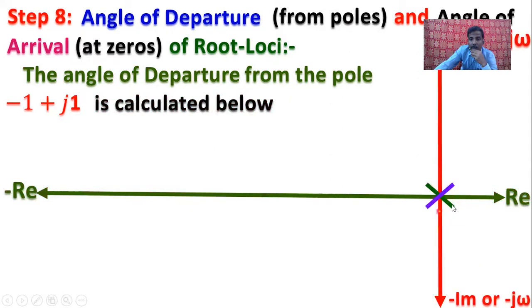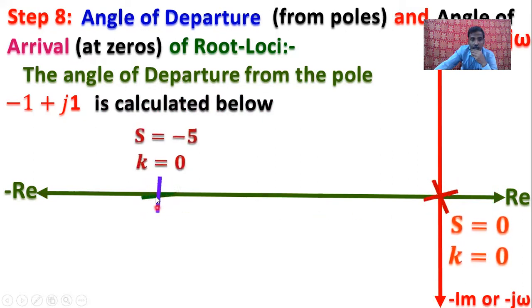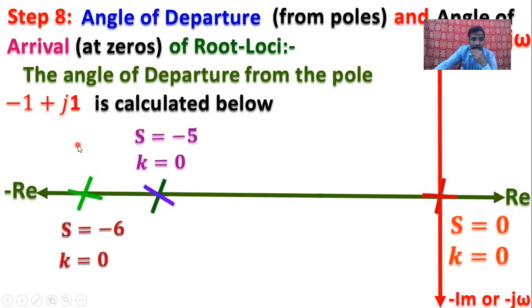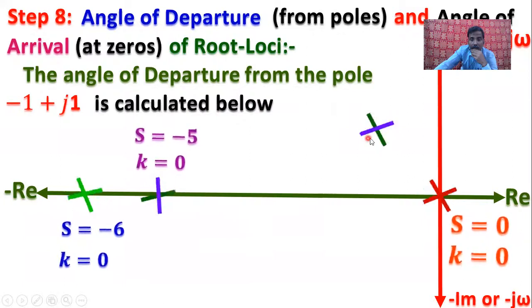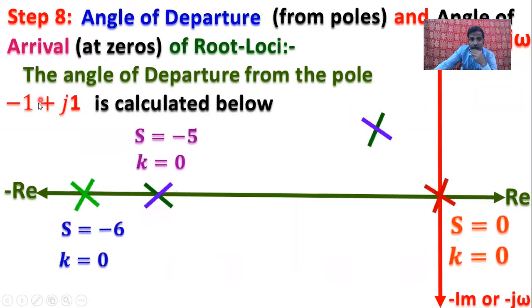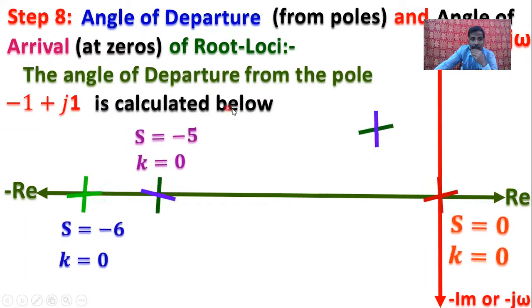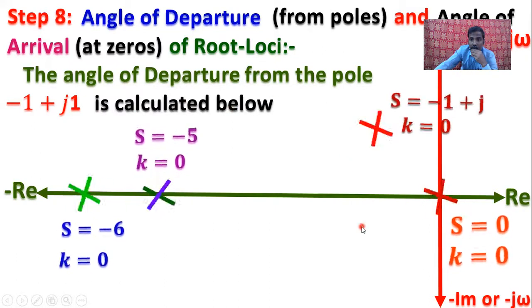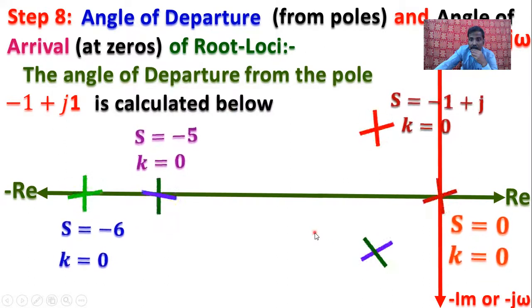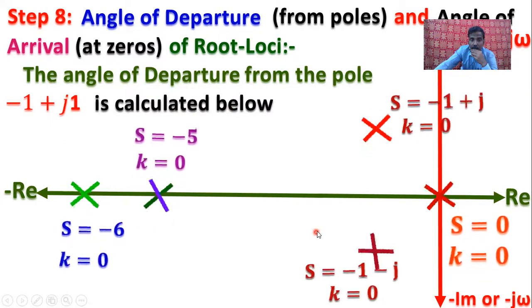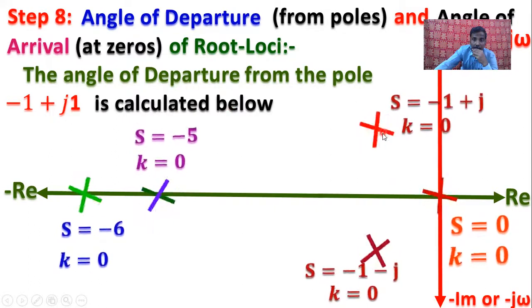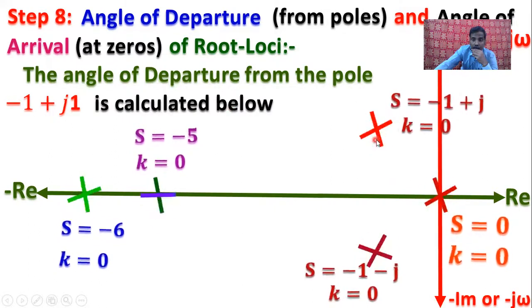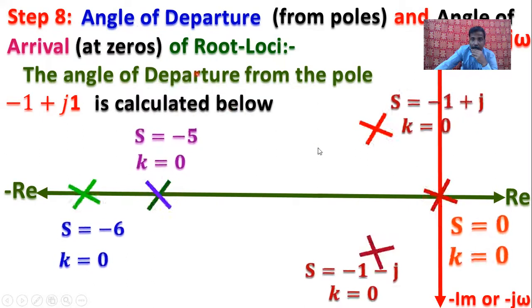Suppose one pole at s equals 0, k equals 0, another pole at s equals -5, k equals 0, another pole at s equals -6, k equals 0, and one imaginary pole at s equals -1 plus j1. This is the calculated point for the angle of departure, and the conjugate value is -1 minus j1, k equals 0. Calculate from this point the angle of asymptotes and the angle of departure.